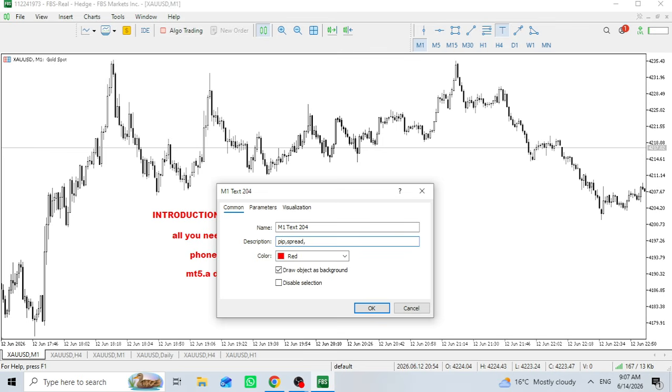lot. If you're a beginner, I usually say let your lot be 0.01. When I just got into the market, I was using 0.1 and I was trading gold.